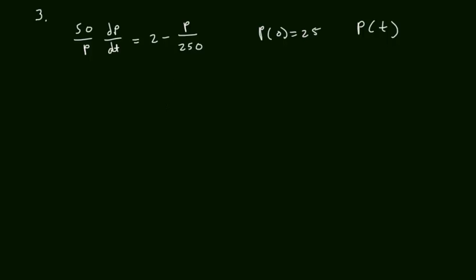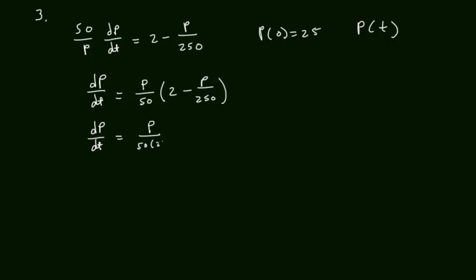Example 3 certainly doesn't look like the form that we want. What I need to get is dP/dt equal to K times P times quantity L minus P. Let's work this out a little bit. Let's first get dP/dt by itself, and that will be P over 50 times 2 minus P over 250. Now I have to factor out a 1 over 250 to get the P by itself. So dP/dt equals P over, I'll just write it, 50 times 250.